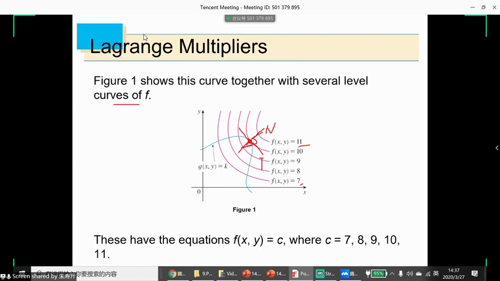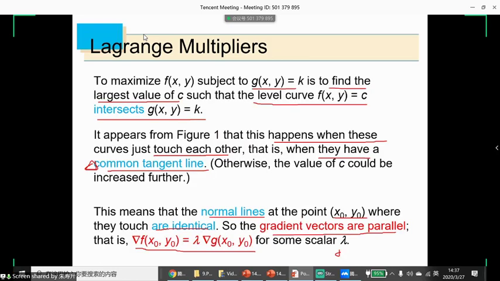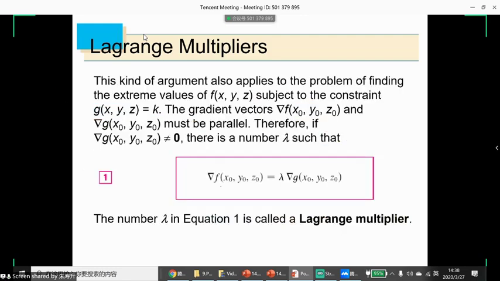So if they are parallel, then we have this formula: gradient of f equals lambda multiplied by gradient of c. This is also the case for three variables, it's the same: gradient of f equals lambda multiplied by gradient of g, where the number lambda is called a Lagrange multiplier. So this one is called a Lagrange multiplier.